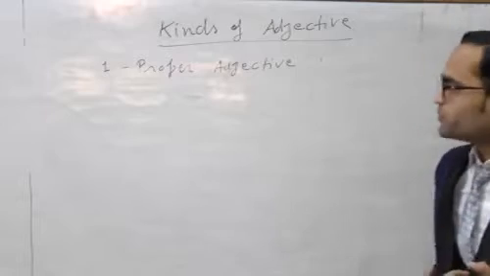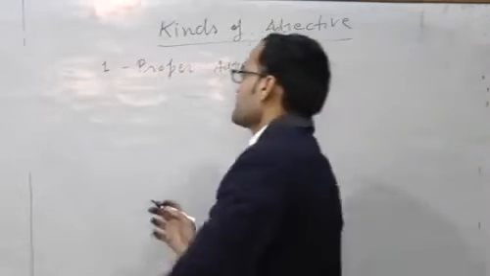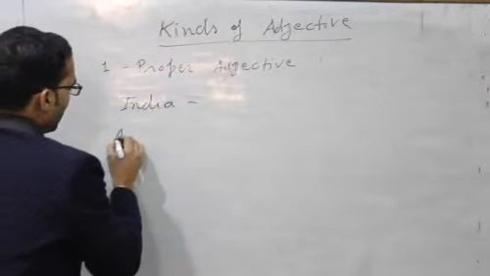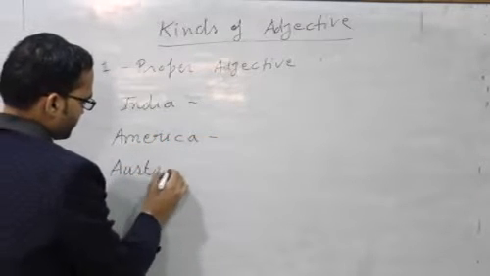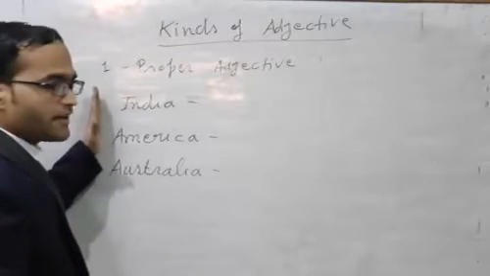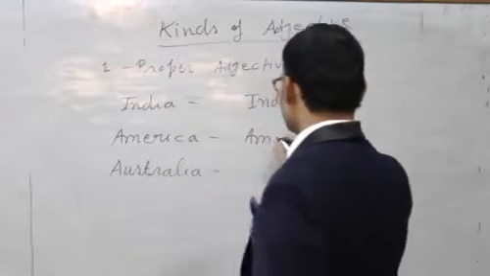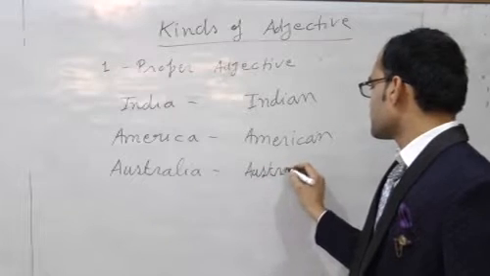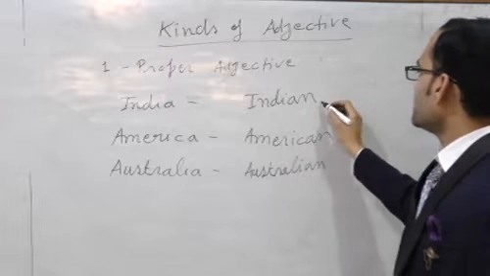What do you mean by the term proper? Proper means जो fix हो. The names of the country. For example, if I write down India, America, Australia, these are all the names of the country. But if I write down India to Indian, America to American, and Australia to Australian, that becomes an adjective.